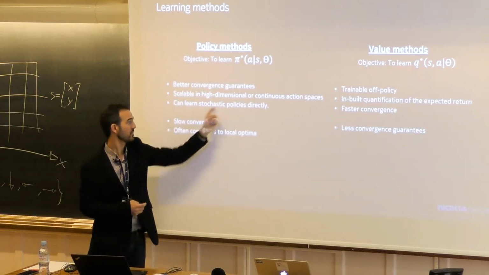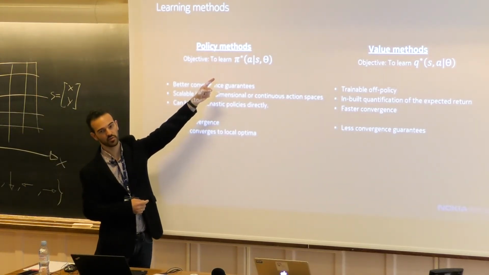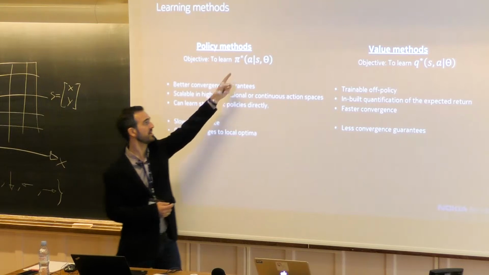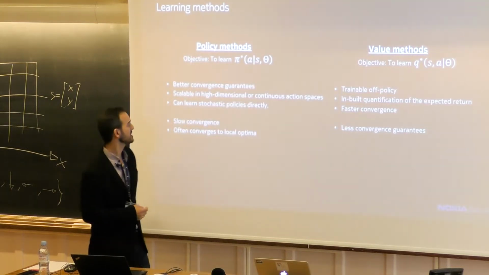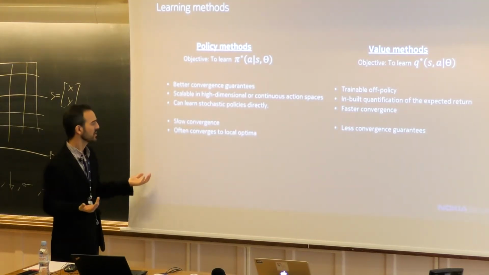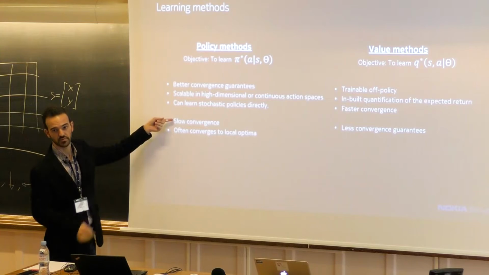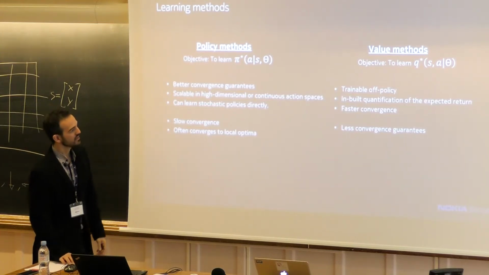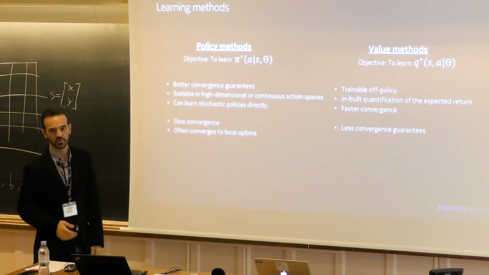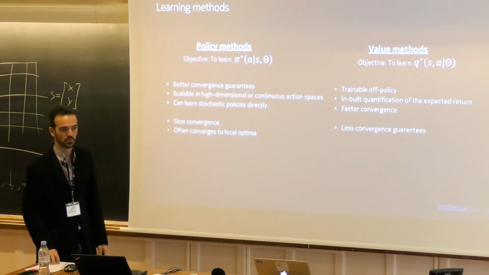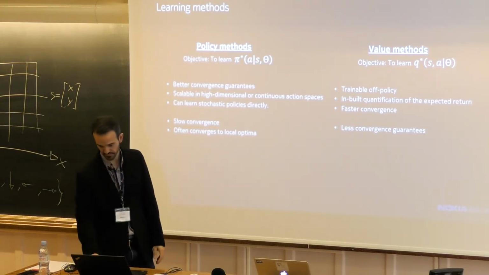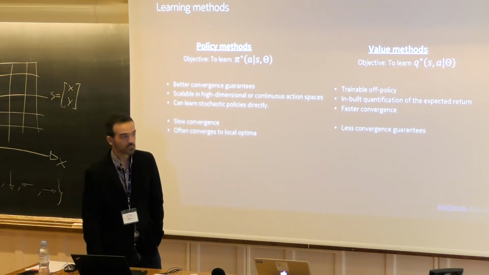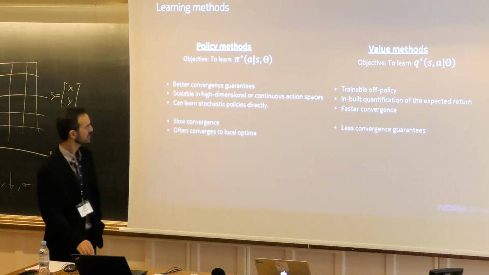Also, modeling of stochastic policies is straightforward with policy methods, because, as I said, you can map the state to action probabilities. On the other hand, these things take forever to converge. So it's good to know the pros and cons of each. Depending on the problem you want to solve, you might want to look at one or the other. So on the one hand, we get fewer convergence guarantees, and on the other hand, we converge to a local optimum.